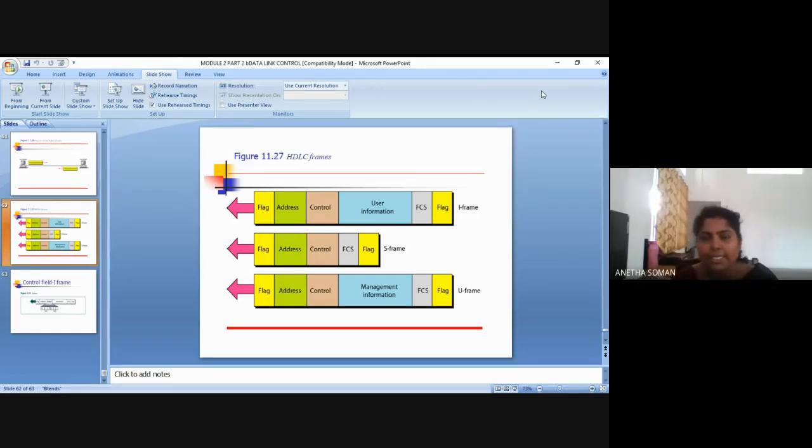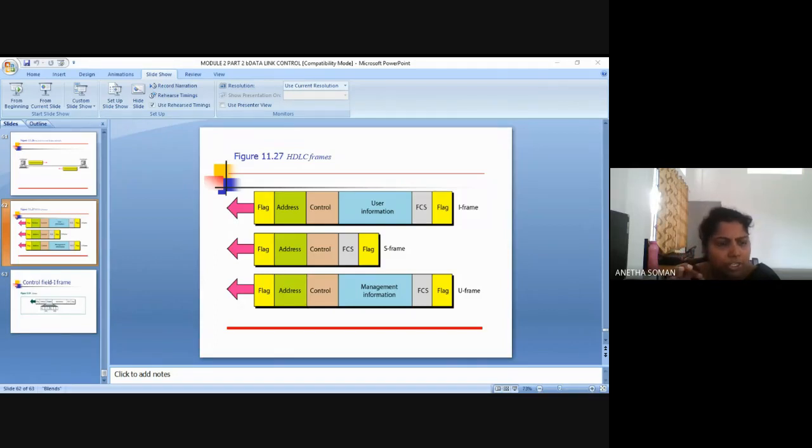Now FCS stands for frame check sequence. This frame check sequence is an error detection field. It can be 2 byte or 4 byte. So FCS is mainly for error detection, and then the frame ends with the flag field. Very important, the frame format of the HDLC protocol. You can have 3 different types of frames: one is the I frame, then the S frame, and the U frame.